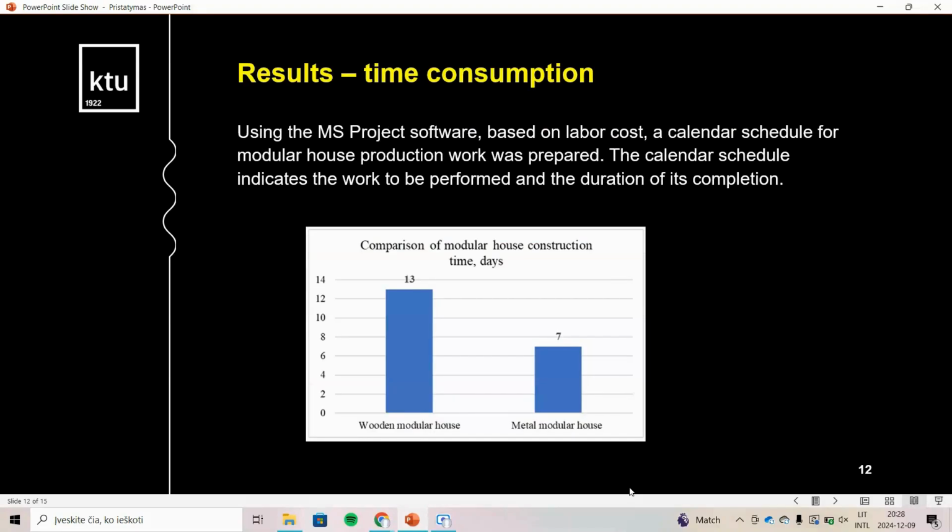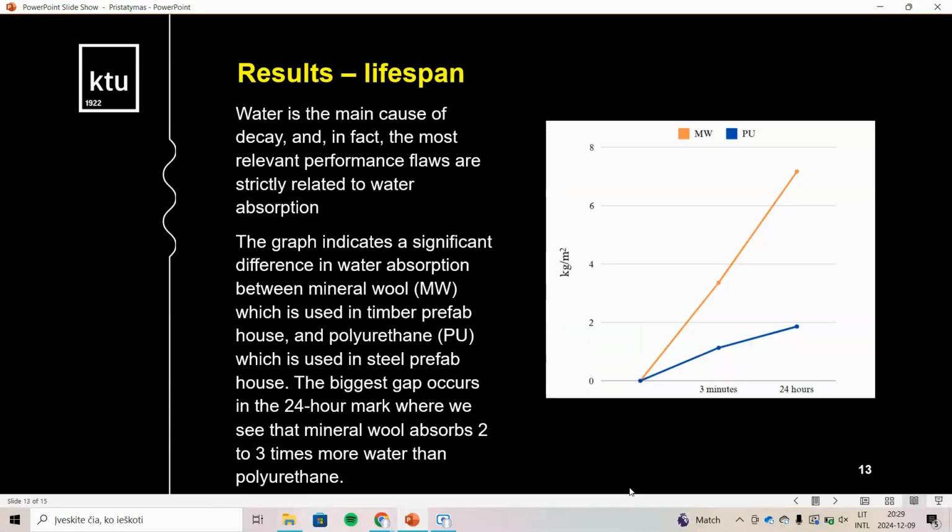Time consumption. Using the MS Project software based on labor cost, a calendar schedule for modular house production work was prepared. The calendar schedule indicates the work to be performed and the duration of its completion. For the wooden modular house, it takes 13 days for the house construction, and for the metal modular house, 7 days.